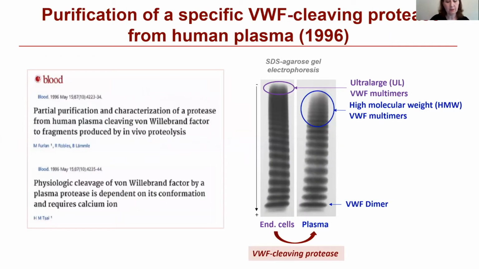A major step forward was made about 10 years later, in 1996, when for the very first time a metalloprotease specifically cleaving von Willebrand factor was purified from human plasma by two independent groups, the Swiss group of Furlan and Lämmle, and the American group of Tsai. The specific von Willebrand factor cleaving protease is obviously active when von Willebrand factor is released in blood from the endothelial cells, and this explains the physiological loss of the ultra-large von Willebrand factor multimers in normal plasma.